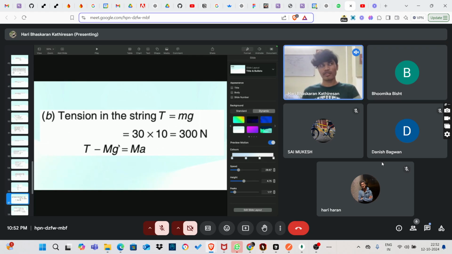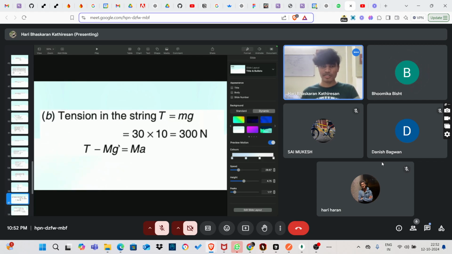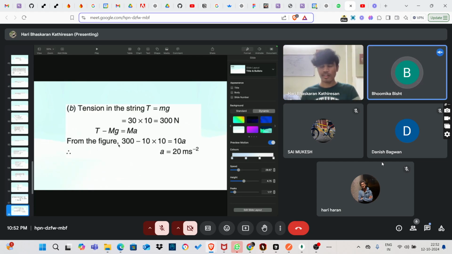I think it'll be around 20, I guess. Yeah, it's 20, right? I just substitute T is equal to 30, and I did some silly mistake. Yeah, it happens. Just try to avoid that.